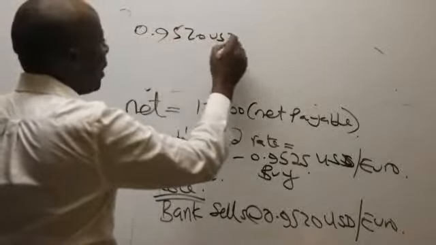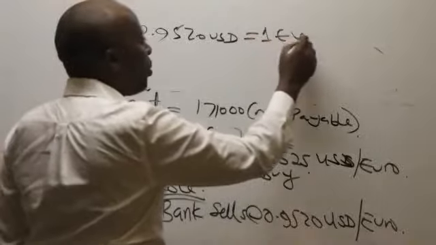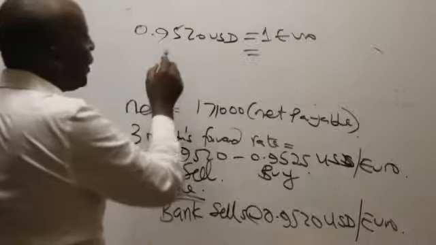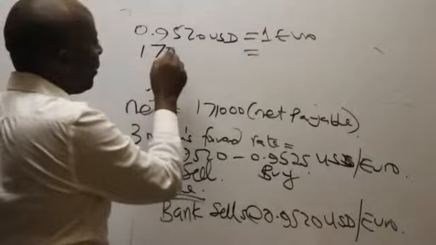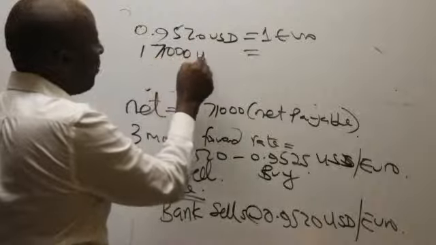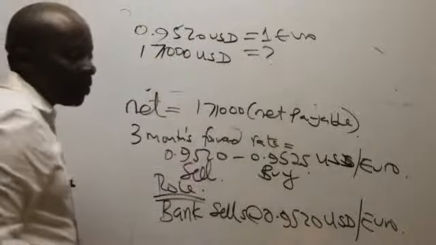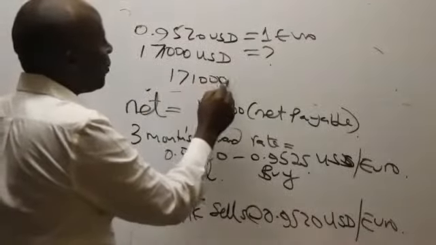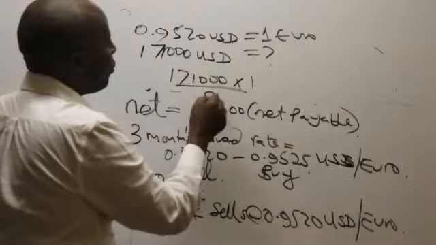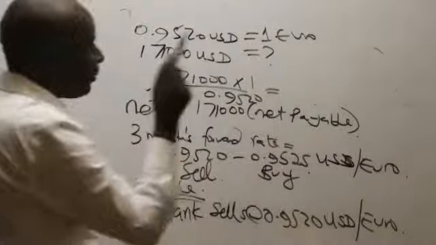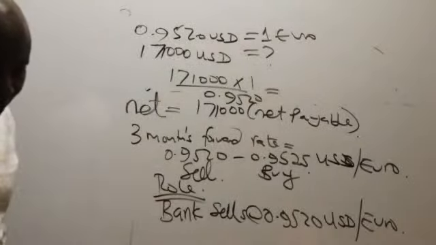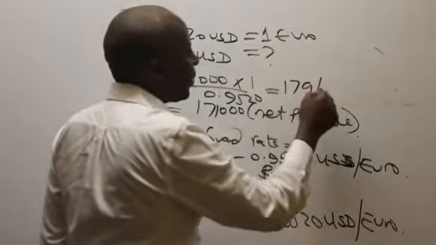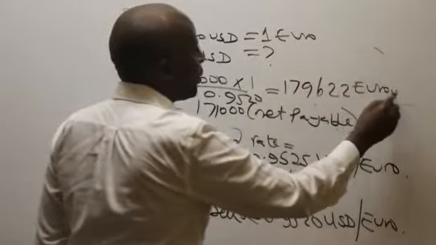0.9520 US dollar equals 1 euro. How about the 171,000 dollars? When you cross multiply, this will be 171,000 times 1 over 0.9520, which will end up giving us what figure? 179,621. 179,622 euros.